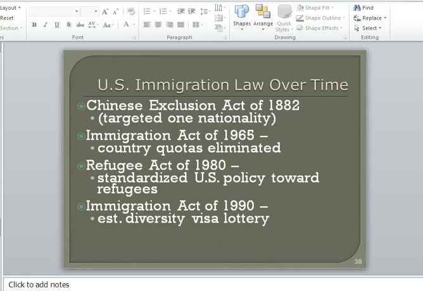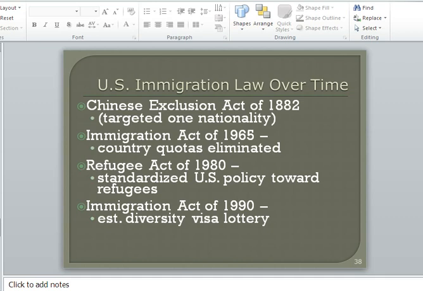One of the things that I think is interesting is to look at immigration law over time. And in the 1880s, we had what was called the Chinese Exclusion Act. And it was an act that just targeted one nationality. Now remember, the Irish and the Germans were also immigrating at that time, but we did not have an act that excluded them. It affected property ownership and family connections or bringing people over. And so that was just of the Chinese.